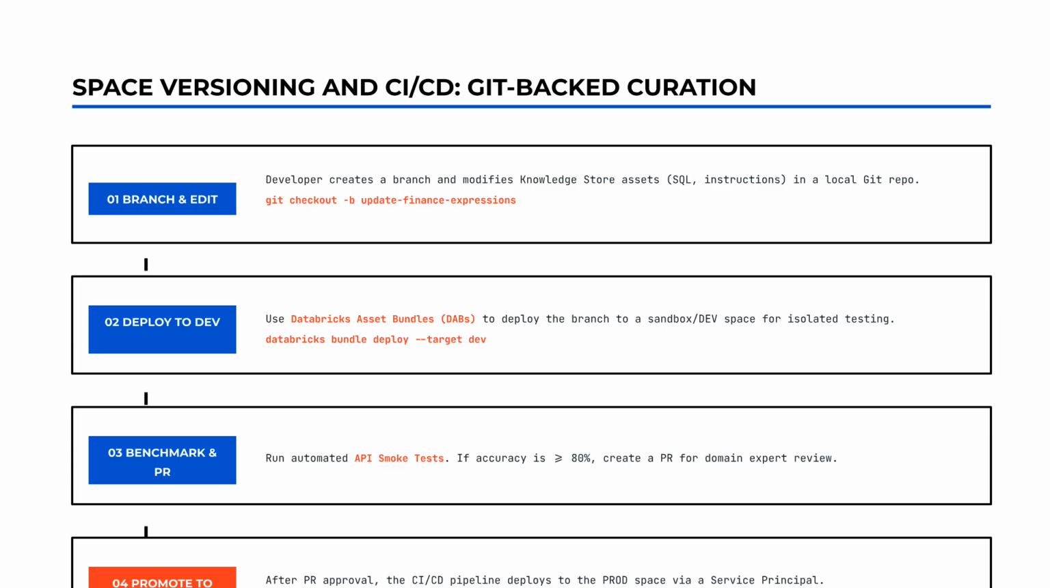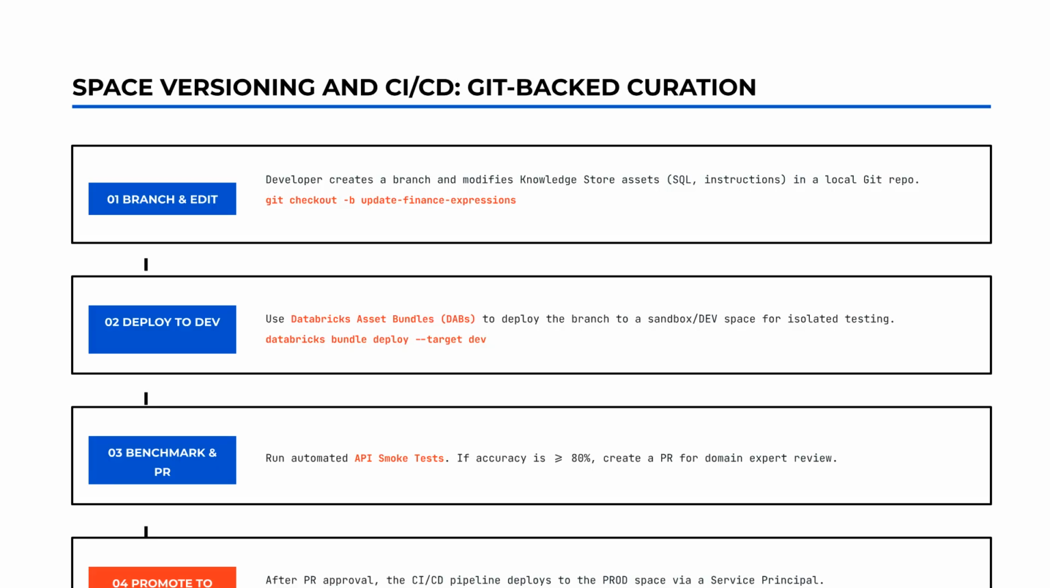For production deployments at scale, you must treat curation like real software development. Never edit production spaces directly. The recommended approach is Git-backed curation. Store all your SQL expressions, example queries, instructions, and space configurations in a Git repository. Use Databricks Asset Bundles to deploy changes safely.